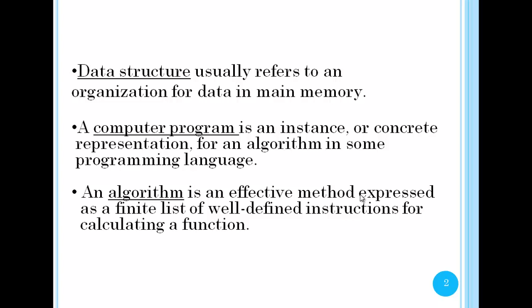Now let us see some common terms. Data structure usually refers to an organization for data in main memory. A computer program is an instance or concrete representation for an algorithm in some programming language. An algorithm is an effective method expressed as a finite list of well-defined instructions for calculating a function. Data structures are a very essential part of code development.